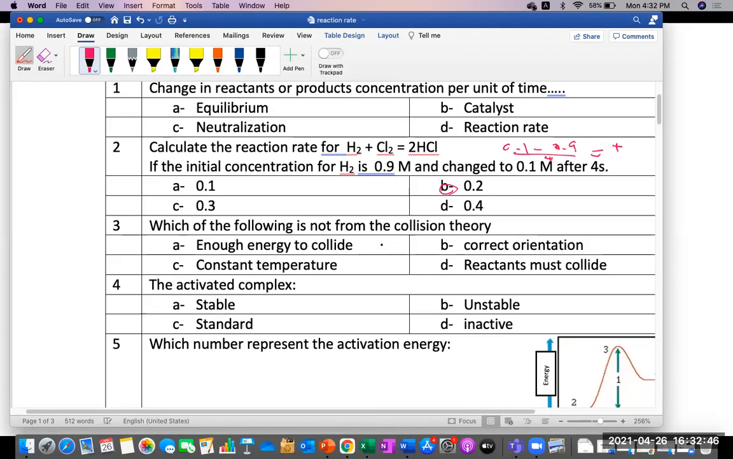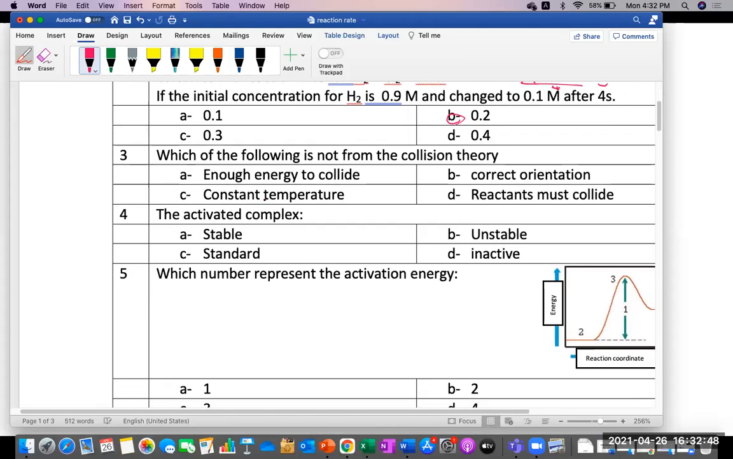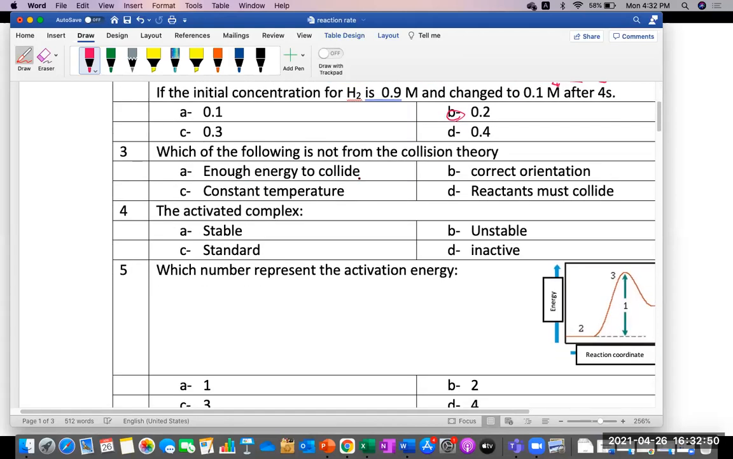What of the following is not from the collision theory? And enough energy to collide. Okay, this is right. Okay, correct orientation, also right.